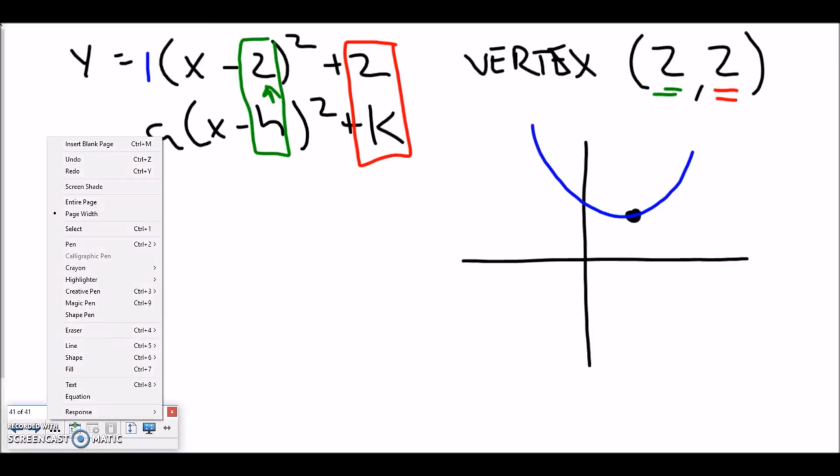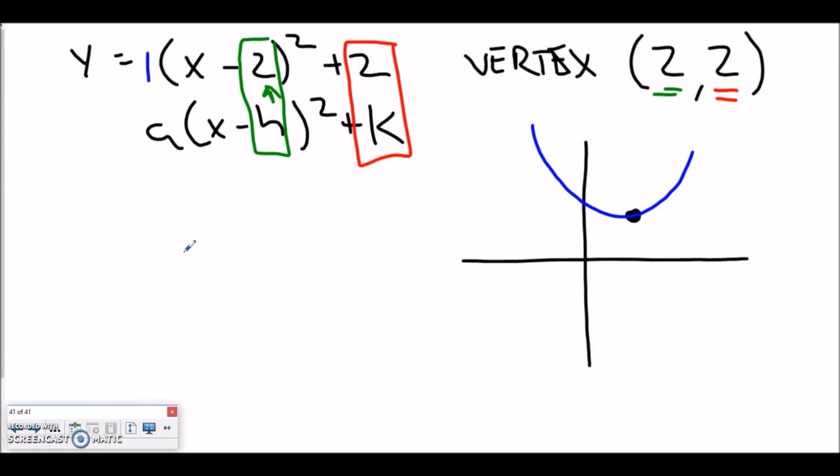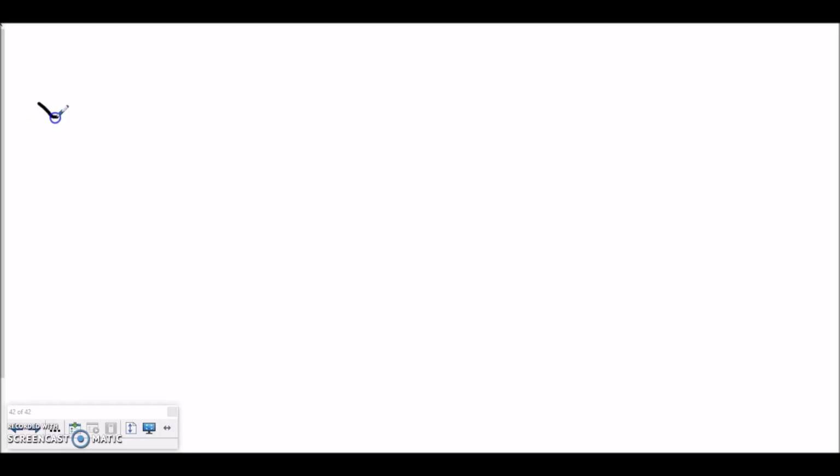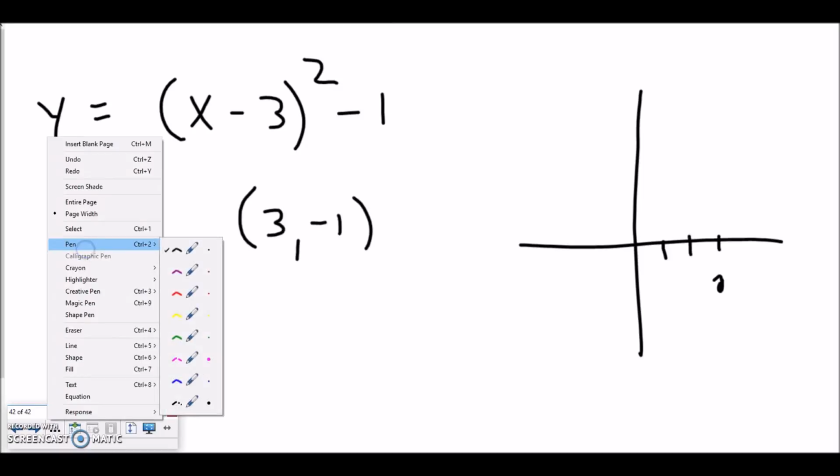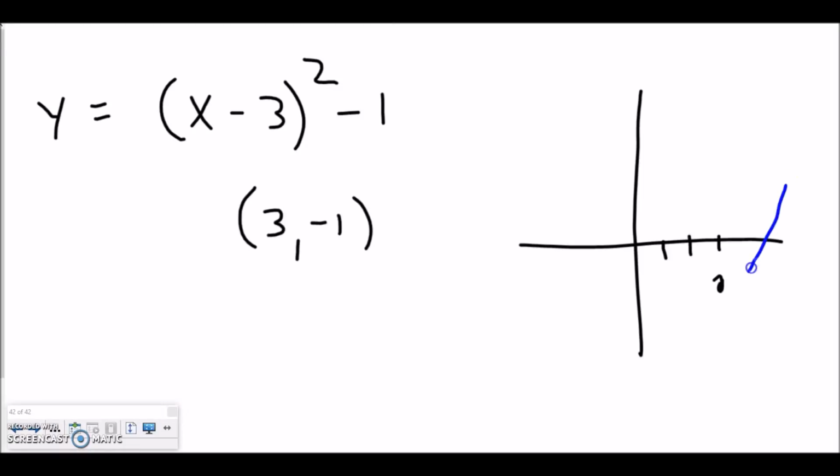What if our parabola was (x minus 3) squared minus 1? Where would that vertex be? This vertex would be at (3, negative 1). So we would go 3 right, 1 down. That would be our vertex. And this parabola would also open up.